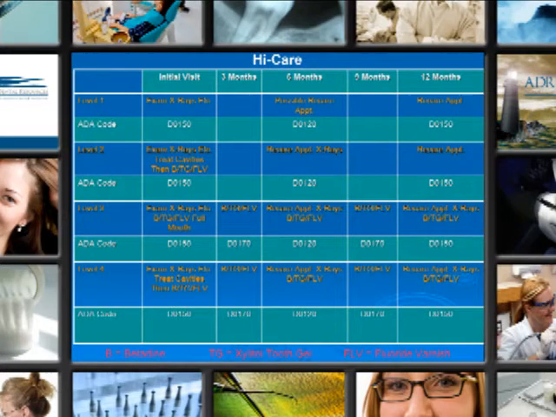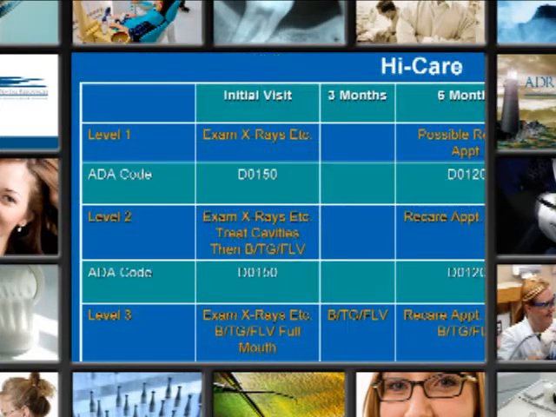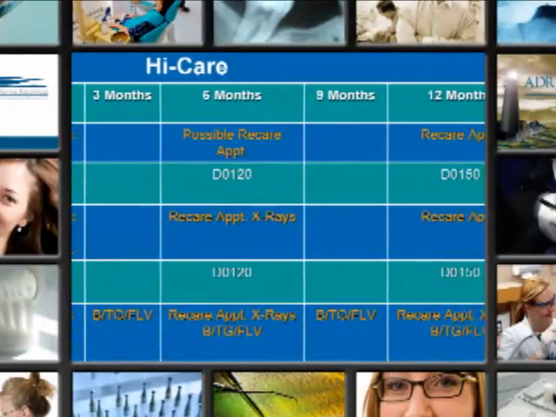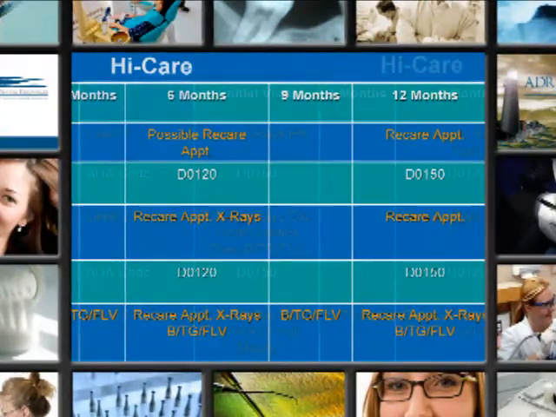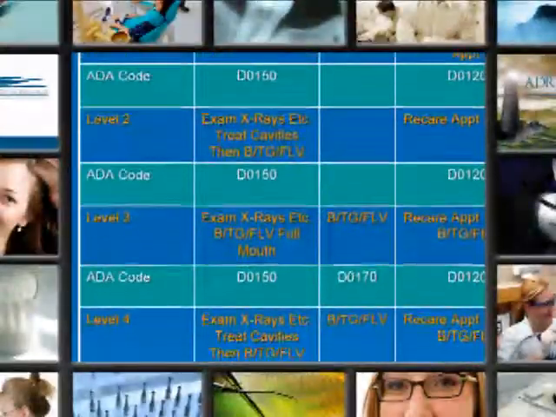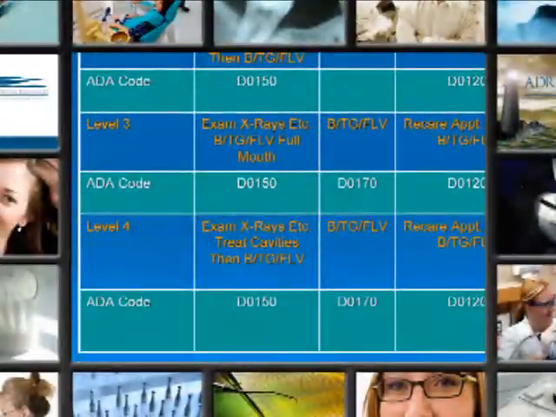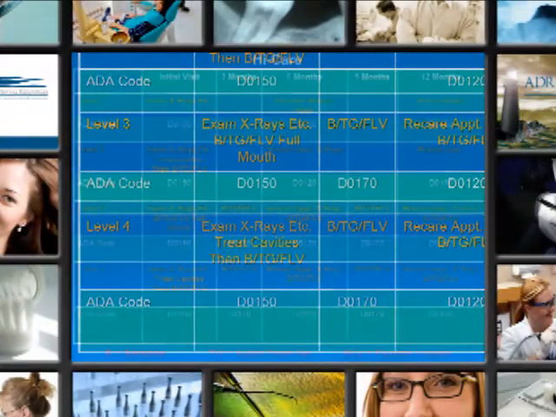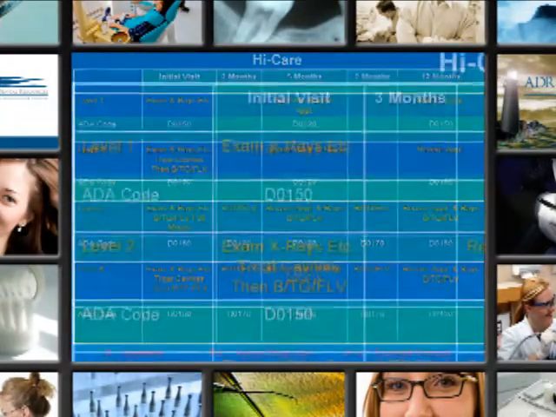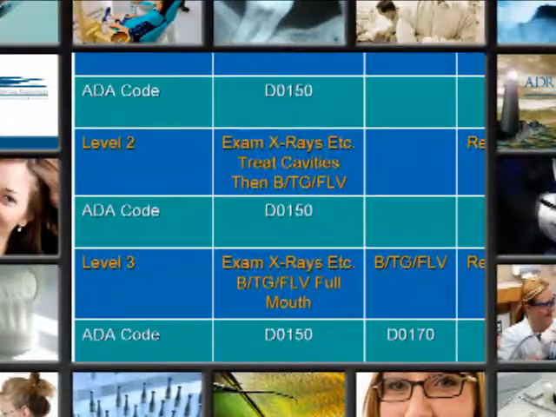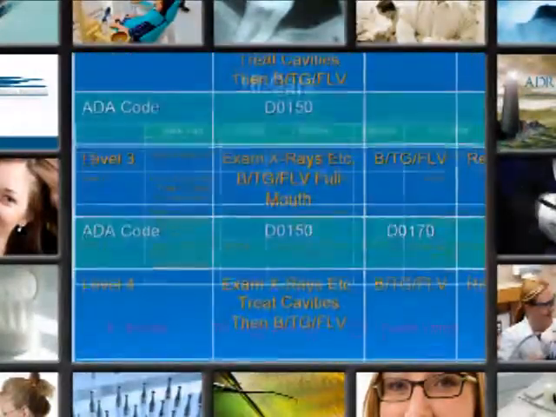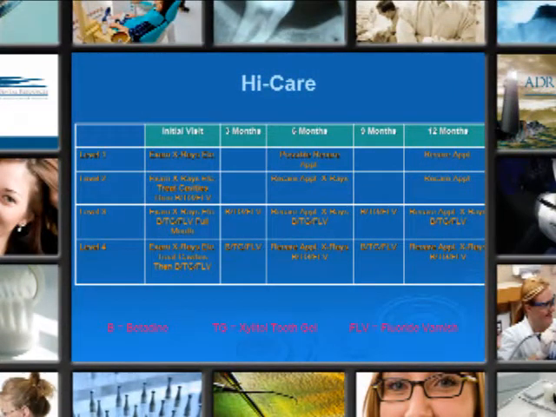This is a chart that we use in our office that describes everything I just went through pictorially, which is much easier to see. It talks about initial visit, 3 months, 6 months, 9 months, and 12 months. We call this our high care program. You can see on the left column you've got your level 1, level 2, level 3, and level 4. It describes what treatments need to be taken at the particular time, depending on the level that you assess. On the second row, you can see under each level is the code that you would use. This slide is the same as the one before without the ADA insurance codes placed on it. It makes it much easier to read the chart and to apply in a clinical situation.